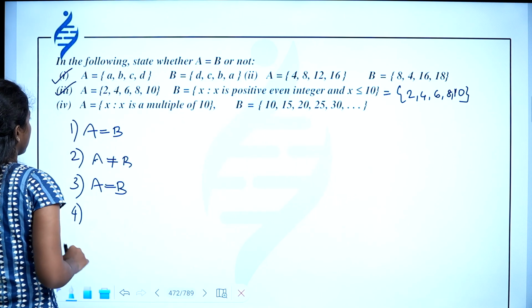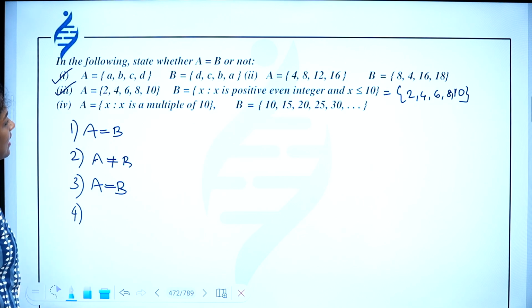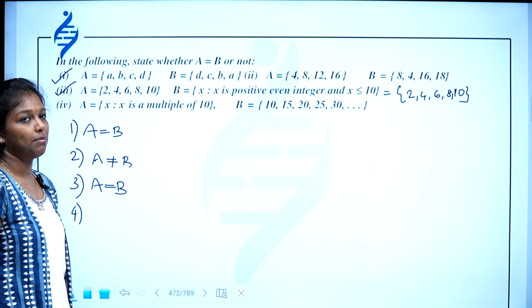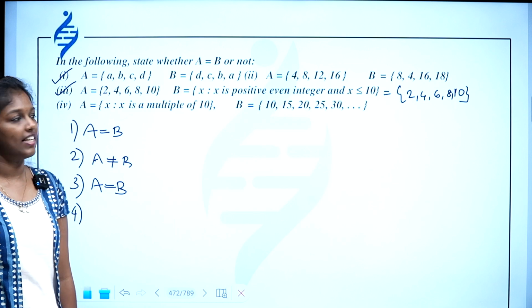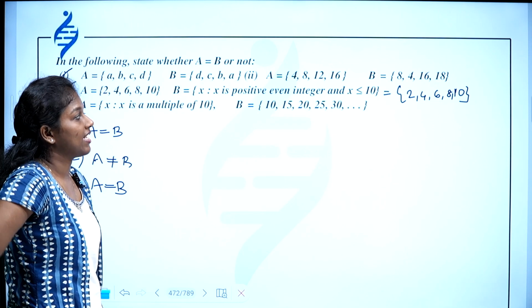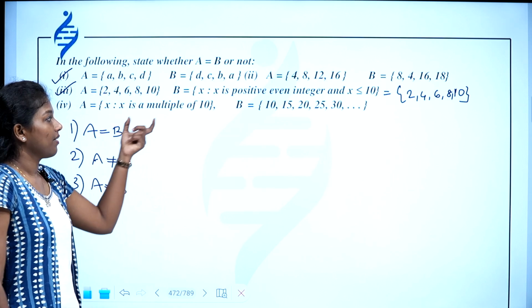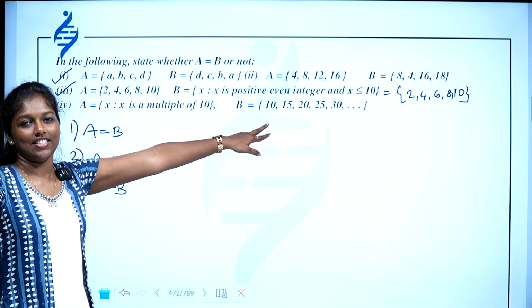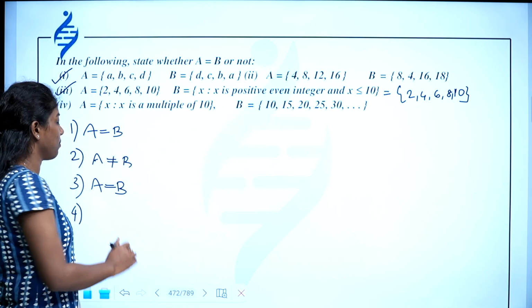Then fourth one, A equal to x such that x is a multiple of 10. Multiple of 10 means 10, 20, 30, 40, etc. Then B means 10, 15, 20, 25, 30, etc. So 15 is not a multiple of 10, right? So we can say A not equal to B.